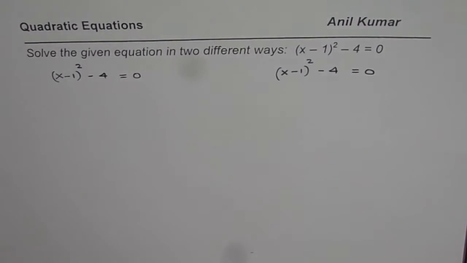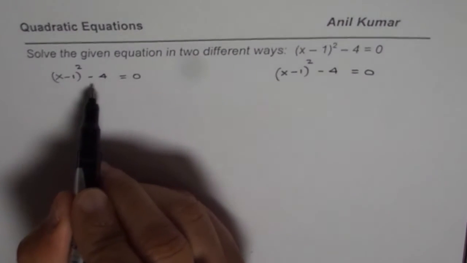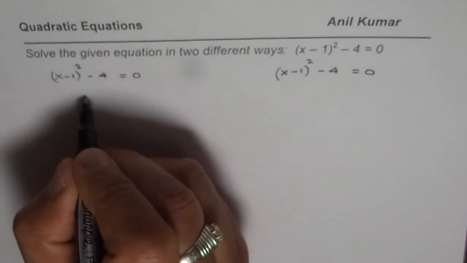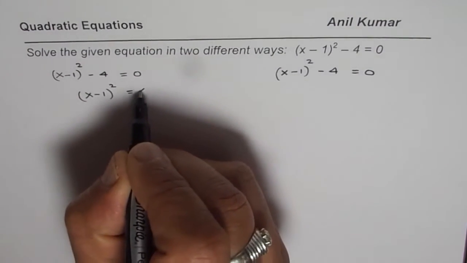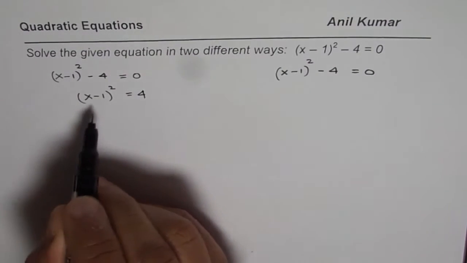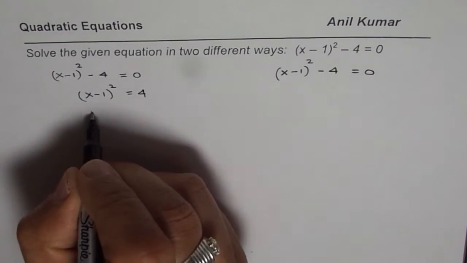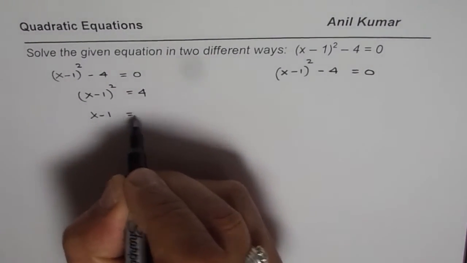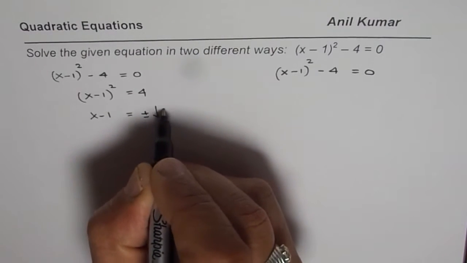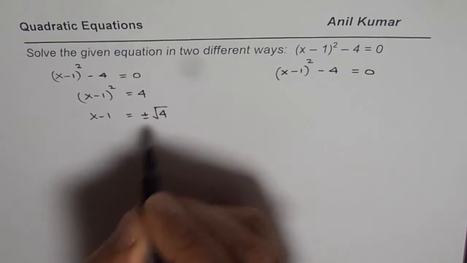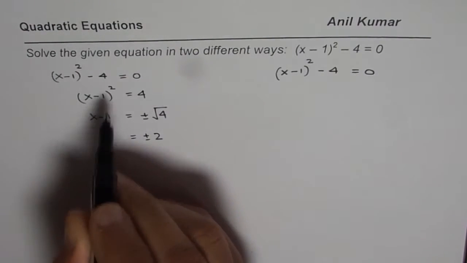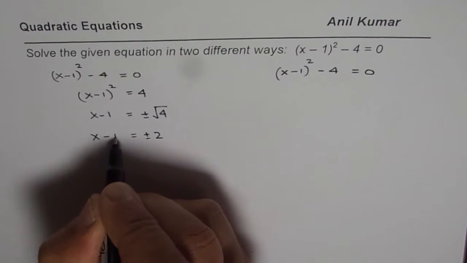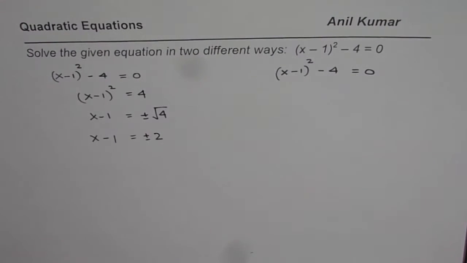Now let us see how we can solve such an equation. What we can do is add 4 on both sides. In that case, we'll get (x − 1)² = 4, right? And then we can take the square root. When we take the square root, we'll get x − 1 = ± √4. Now ± √4 is ±2, right? Whenever you take a square root, you have to do plus and minus.